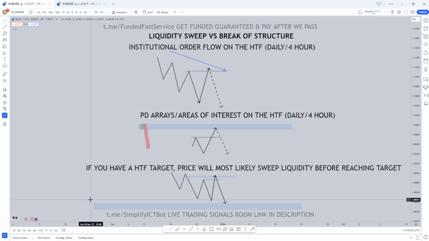Okay, so now we're going to go into the third step. If you have a high time frame target, price will most likely sweep liquidity before reaching that higher time frame target. Now, what do I mean by this? If you put this all into perspective, so price is bearish overall, price has taken out a high and also tapped into a PD array on the left at this point right here.